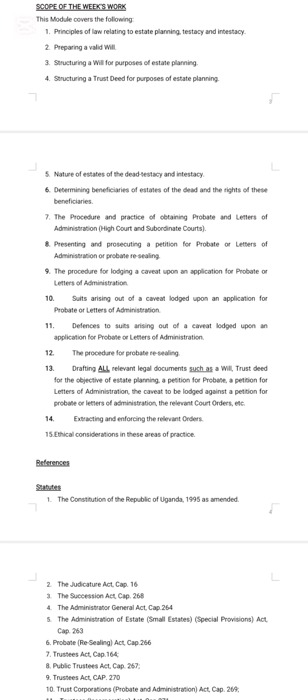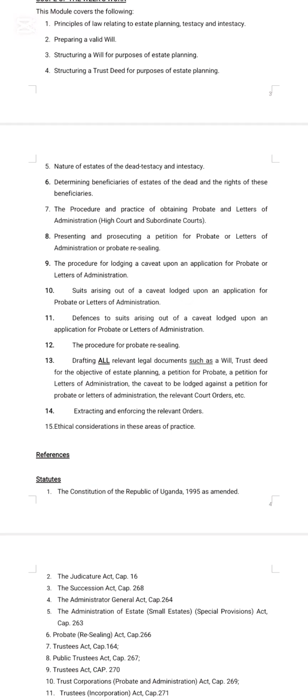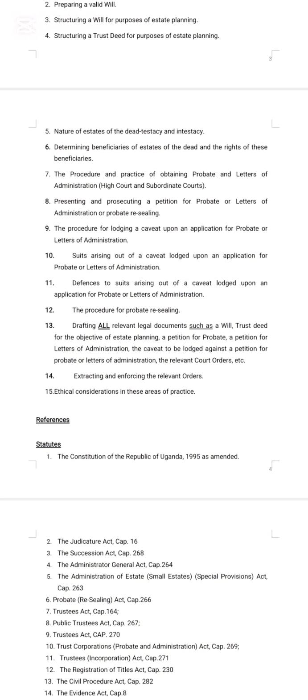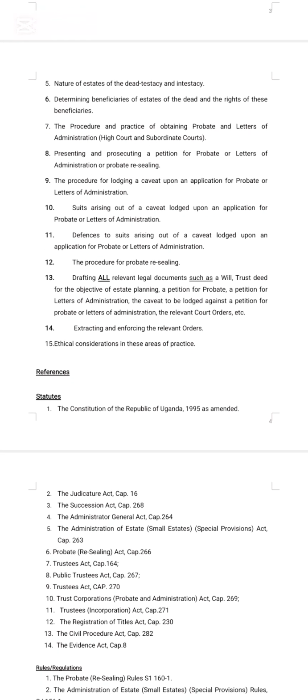Then structuring a trust deed for purposes of estate planning. So we shall also look at trust deed and how you draft one for purposes of bequeathing your estate. We have looked at the trust deed before, I think, in land. So now we're going to also look at it in family, but basically it means the same thing. And you understand the case of NIT versus NIT, where the court stated that to have a valid trust, there must be proper intention, there must be a certainty of purpose, certainty of objectives, and also a certainty of intention.